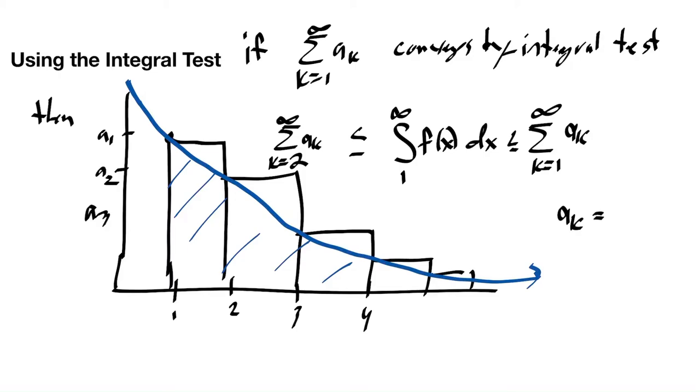By the way, here our a_k is the same as putting k into the function, which is the same as putting that x in that function. So we're assuming that this function f and this a are the same thing. Okay, so let's just come and think about this.